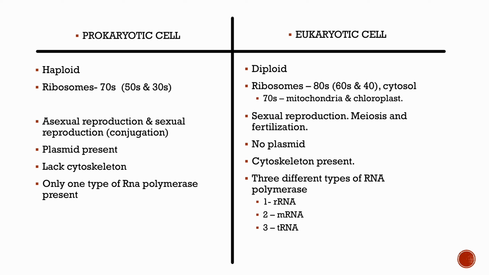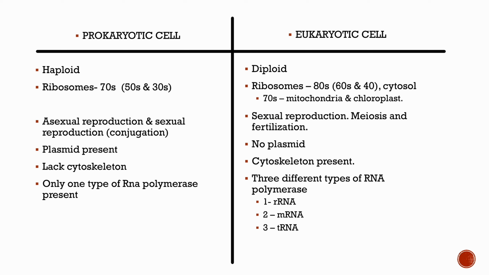Prokaryotes have asexual reproduction, that is, binary fission, while they also have a form of sexual reproduction, that is, transfer of genetic material from one bacterium to another, which is called conjugation. This type of sexual reproduction is very different from eukaryotic sexual reproduction. Eukaryotes have sexual reproduction using meiosis and fertilization.